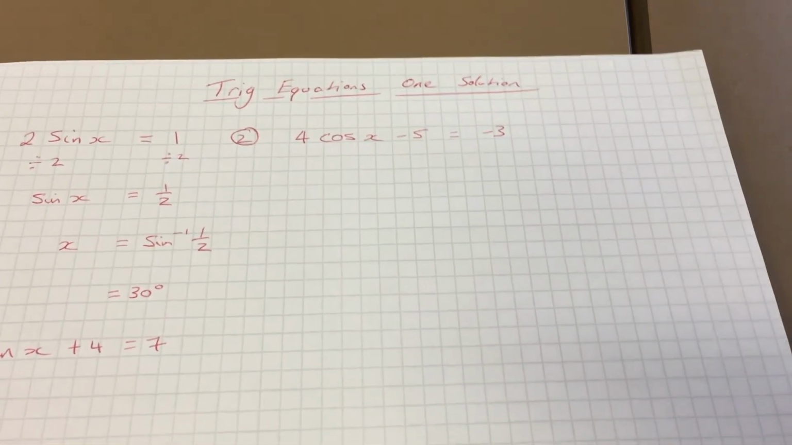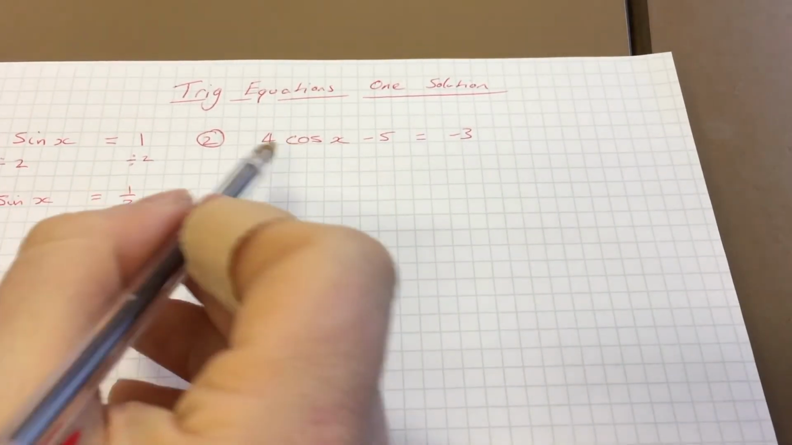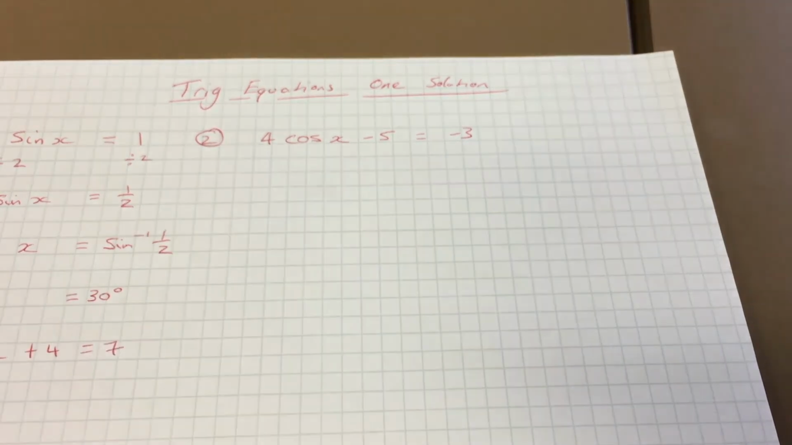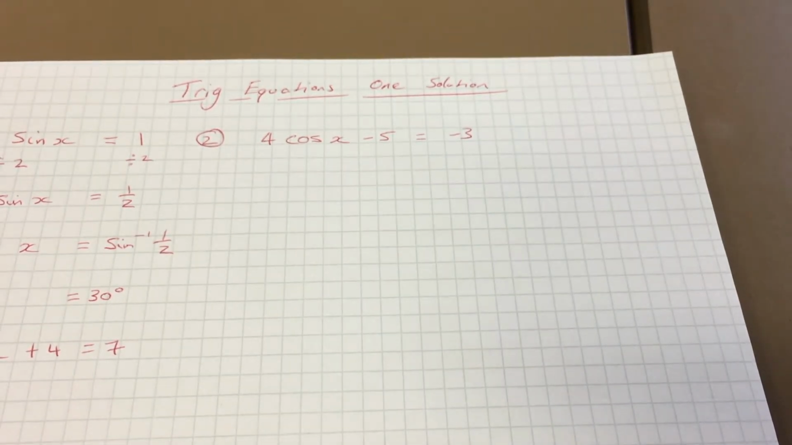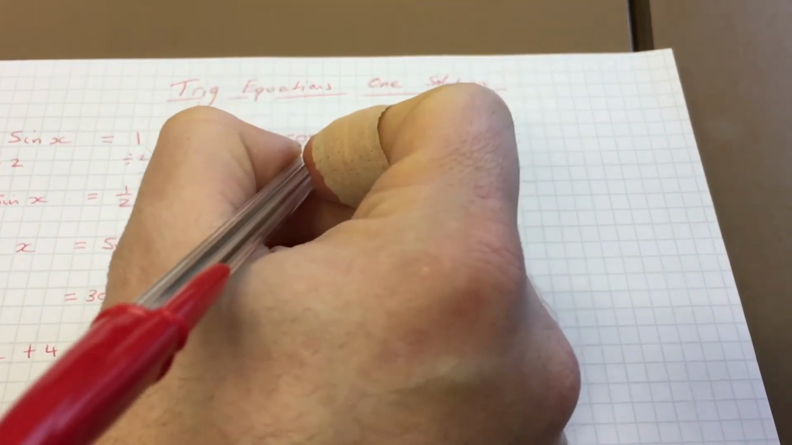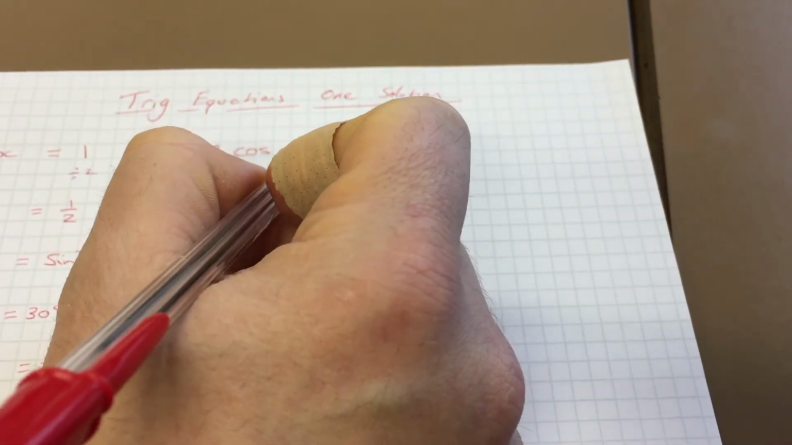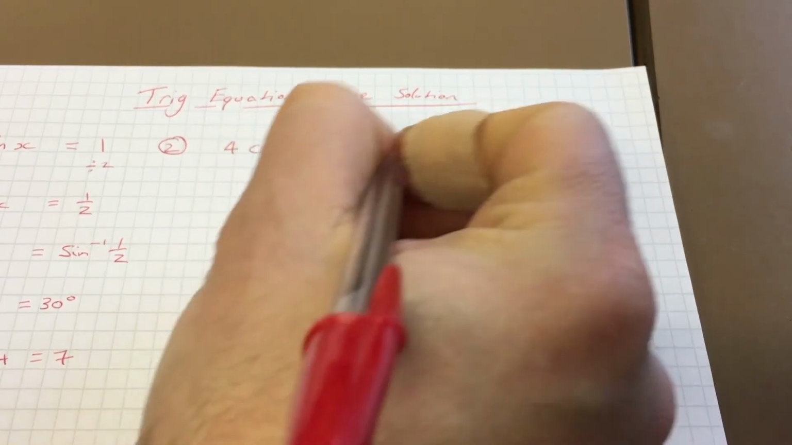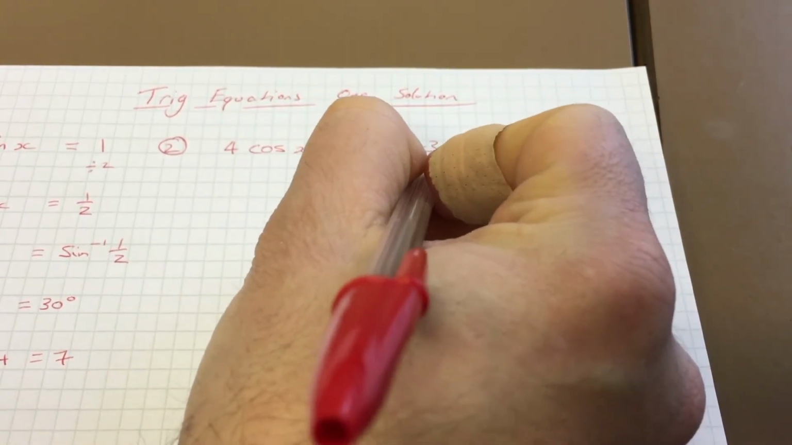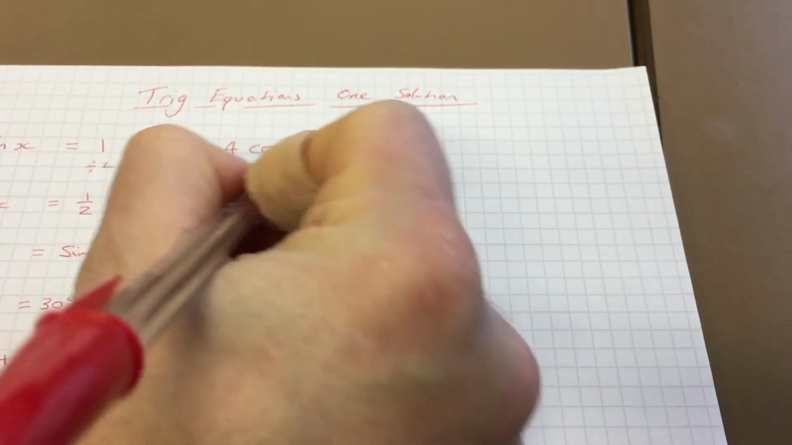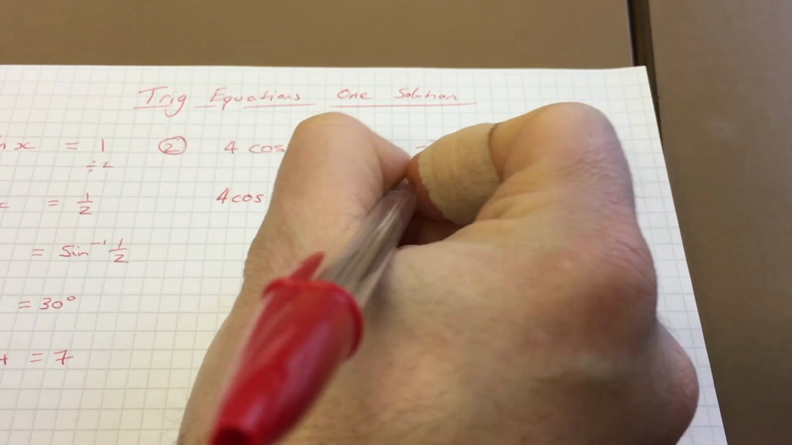Let's look at the core skills here again. So again, 4 cos x minus 5 equals minus 3. So what's the value of x? All right, so let's solve for x. What we do is we want to get rid of the minus 5 first, because it's a reverse BIDMAS when solving equations. And we add 5 to both sides to get rid of the minus 5. That leaves me with 4 cos x is equal to 2.